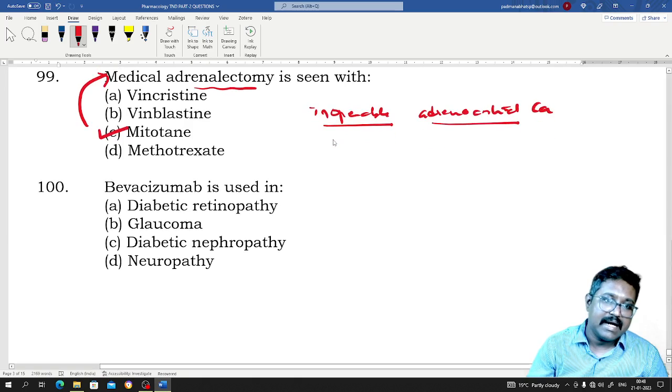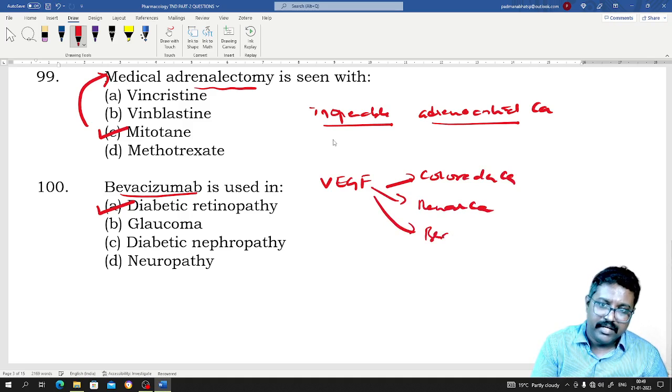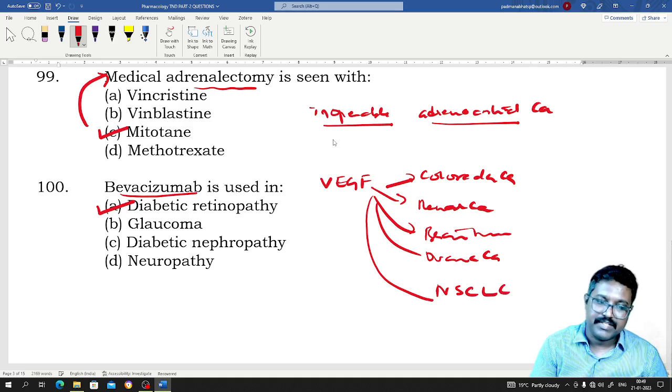So next, coming to the last and the hundredth MCQ, that is bevacizumab. Bevacizumab is a vascular endothelial growth factor inhibitor which has been tried and which has been shown effective in the treatment of diabetic retinopathy. Apart from that, they are also used in the treatment of colorectal cancer. They are used in the renal cancer. They are used in brain tumors. They are used in case of ovarian carcinoma and also in case of non-small cell lung carcinoma.